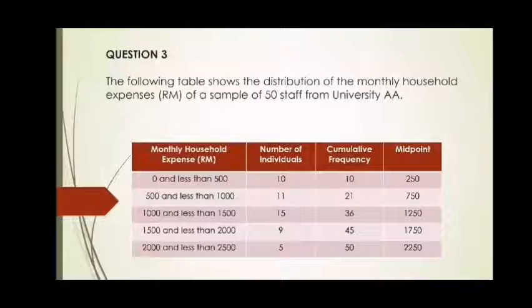Monthly household expense for 1000 and less than 1500, number of individual 15, cumulative frequency is 36, midpoint is 1250. For 1500 and less than 2000 monthly household expense, number of individuals 9, cumulative frequency 45, midpoint is 1750. For 2000 and less than 2500 monthly household expense, number of individual 5, cumulative frequency 50, midpoint is 2250.